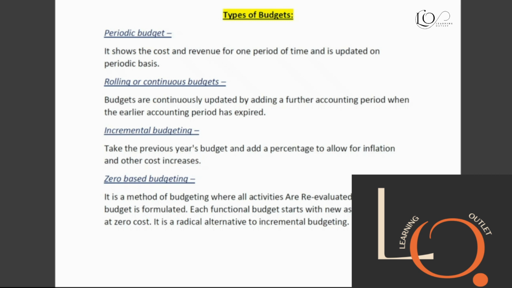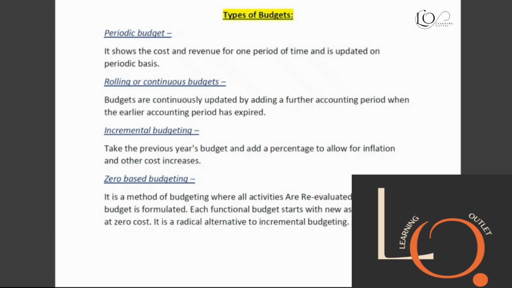Fourth is the most innovative method, which is zero-based budgeting, which means it is a method of budgeting where all activities are re-evaluated each time a budget is formulated. Once one period is completely over, in the next period, you will have nothing to do with the historic budget. You will start evaluating each activity from zero. So no historical numbers or amounts are taken into consideration. You only look forward. It's the complete opposite of incremental budgeting that we spoke about.